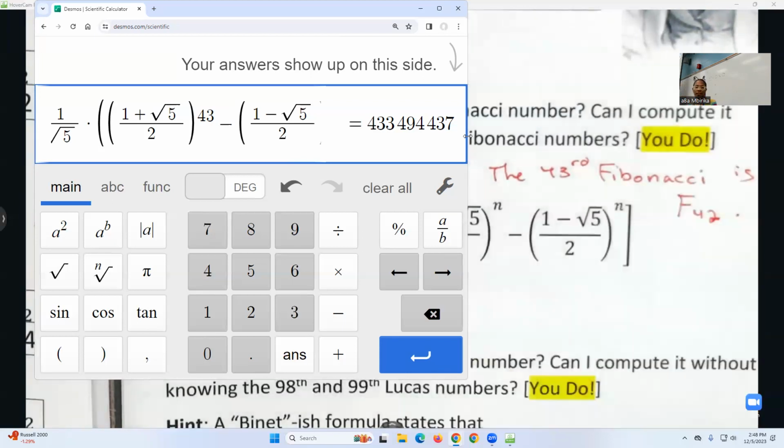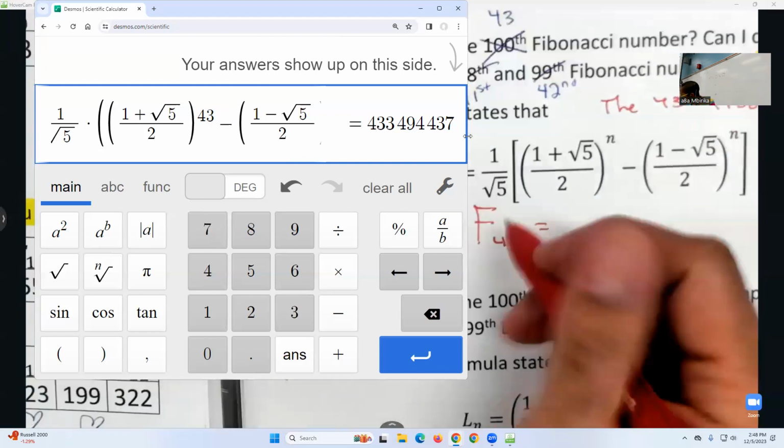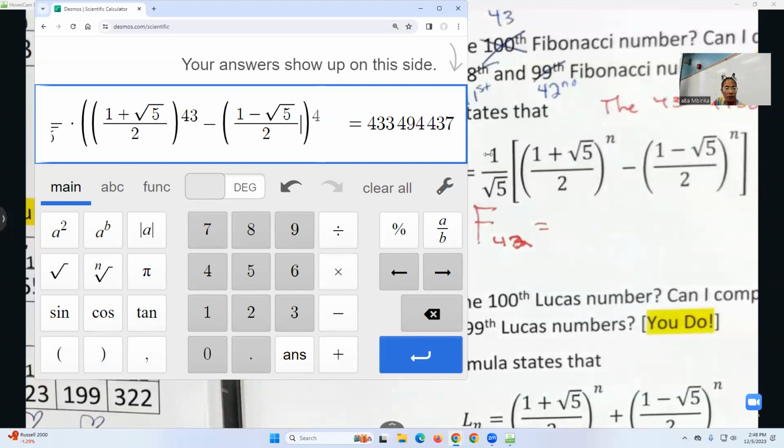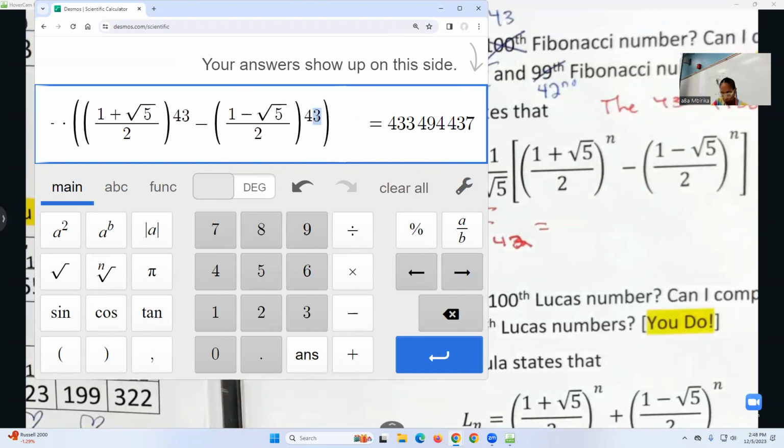The 43rd Fibonacci number is F42. Okay, so F42, I can change this 3 to a 2. Oh, actually, this is great. The number will be more manageable, probably less to write. Okay, so we put a 2 here. That was great. I'm glad you said that, Sam. You get a pony.